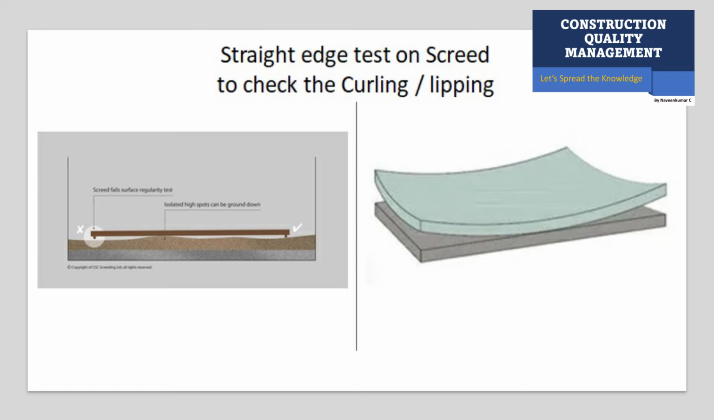The straight edge generally comes in 3 meter, 5 meter and 7 meters length, and there will be a wedge given to check the dimension and the gap inconsistency or consistency check. The readings can be noted, and it can be identified how the test is carried out, and the report has to be prepared, witnessed by the client for acceptance of the screed.